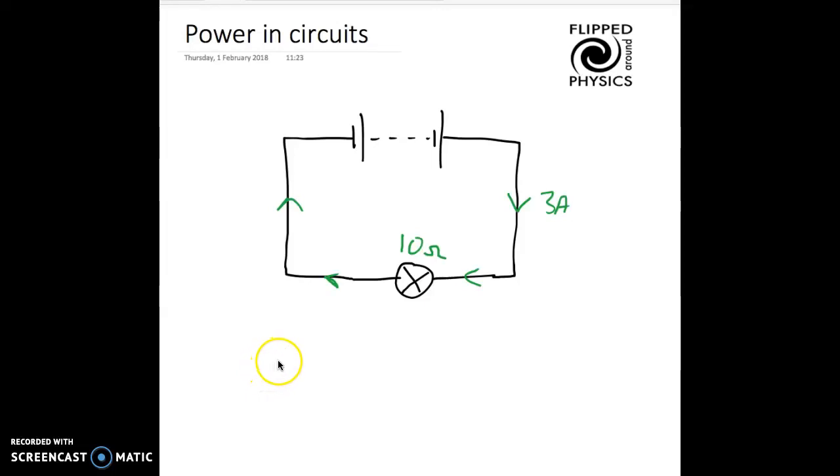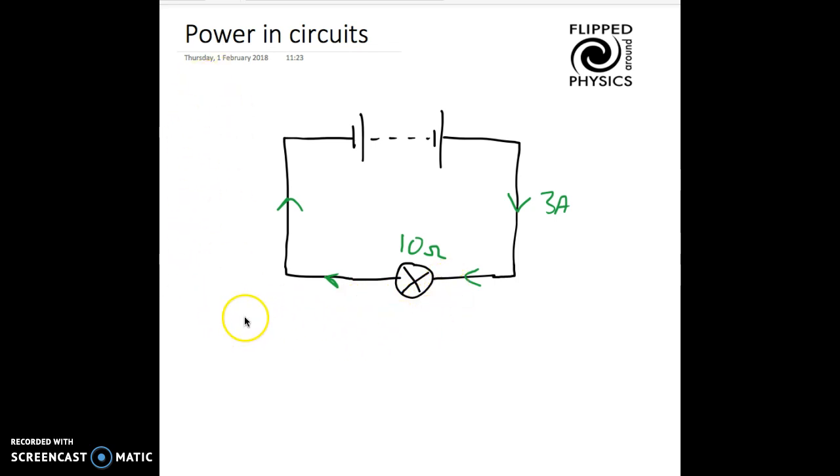Okay, this is a video that deals with power in circuits, and it follows on from a previous video which was on energy and power in circuits. But this video is on a particular case where we're not given the potential difference across a device. So in this circuit we've got 3 amps flowing, but we're told the resistance of the bulb, but we're not given the potential difference across it.